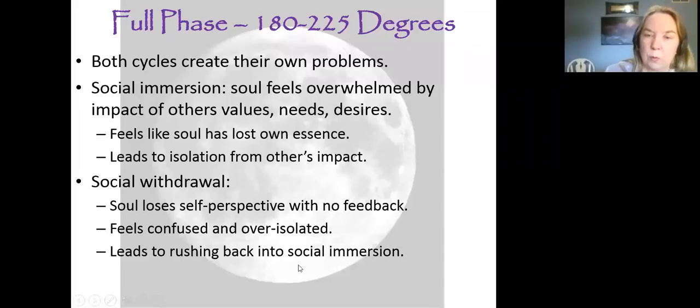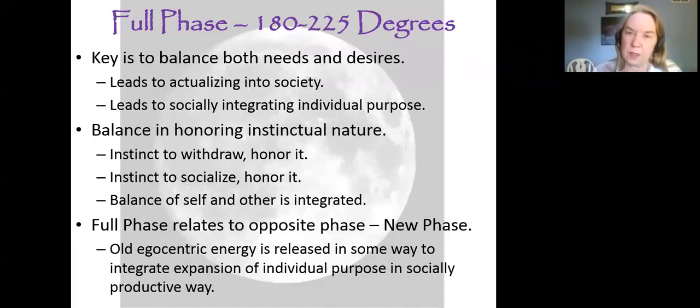And so then we want to go back into the relationships. Now, when this is distorted, we go from the extremes of isolation to the extremes of relationships. And when we go through those extremes, we pop into the next relationship that comes along versus using some of that full phase discrimination. And so what we need to do is to balance both the social withdrawal and immersion. This will allow us to then actualize into society, and whatever we are doing on an individual purpose between any two planets, it learns how to socially integrate.